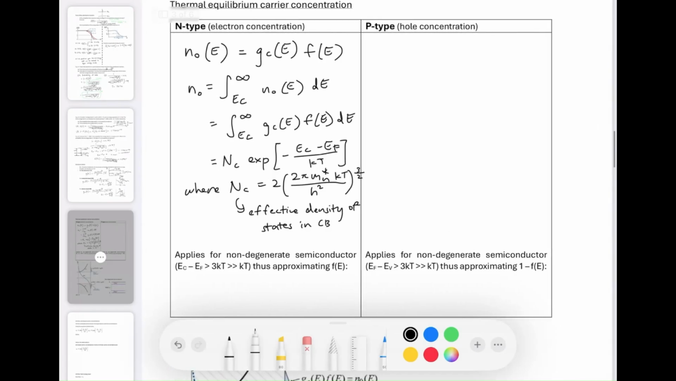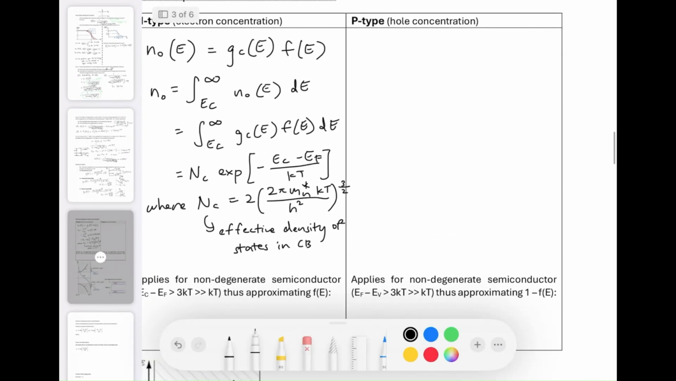And let's go to the p-type now. So similarly to the n-type, the hole concentration at energy E in the valence band is also the product of the density of states at that energy, and also the probability that the state is occupied by a hole, or absence of electron. So this is just 1 minus Fe, because again the probability of a hole is equal to 1 minus the probability of an electron.